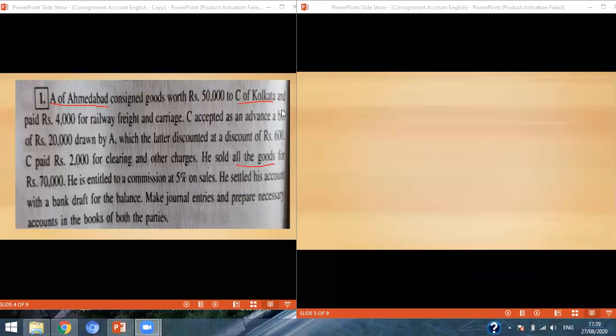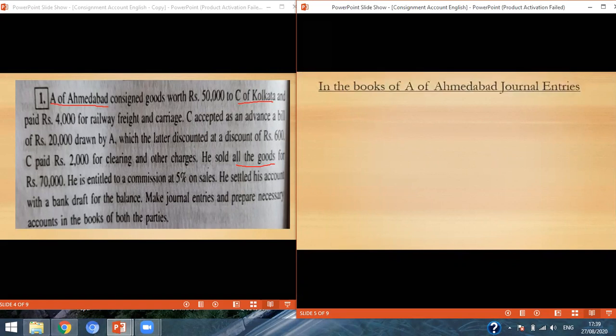So let's see how to make general entries. We are making the general entries in the books of consignor, means in the books of A of Ahmedabad. So now we have to make a proforma with serial number, particulars, amount debit side and amount credit side for the general entries. Then we'll go one by one.